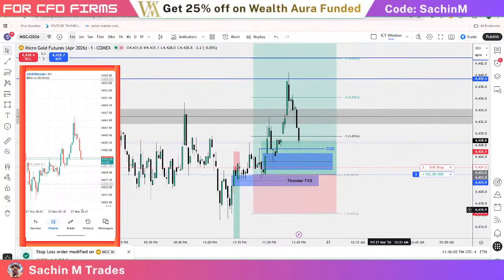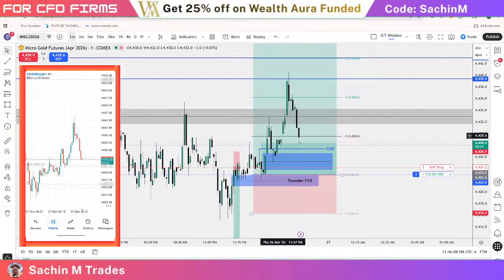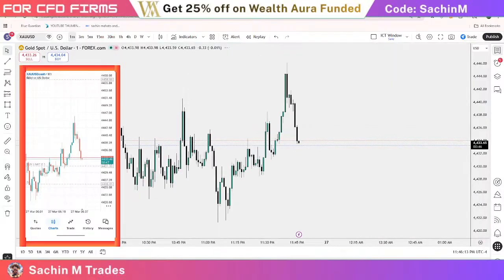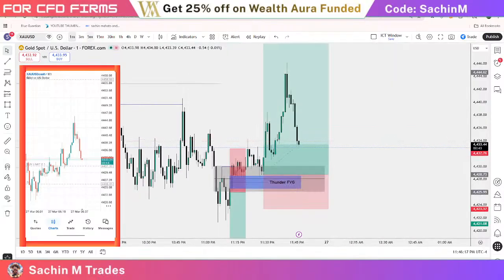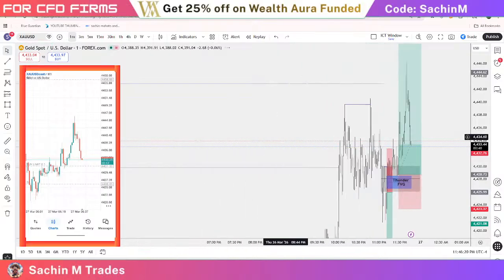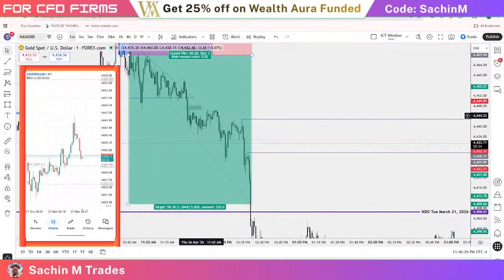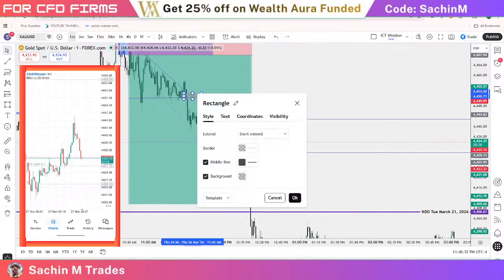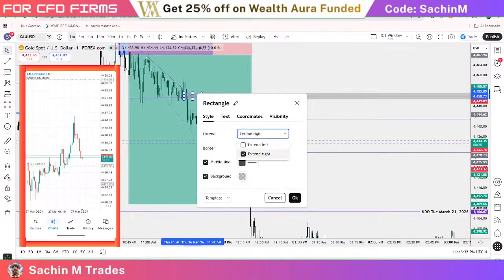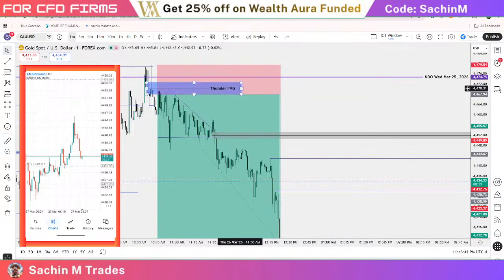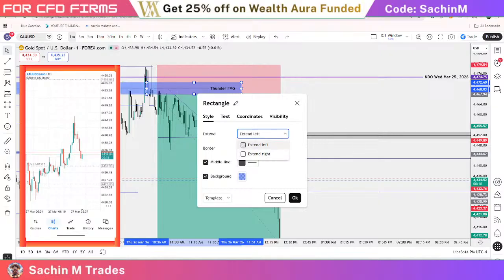The market might have come to fill out this volume imbalance, but if you look on the CFD gold, this should not be happening. Let's look at 1 minute time frame, and we take this fair value gap, extend it right, then we have this other fair value gap, extend it slowly right.